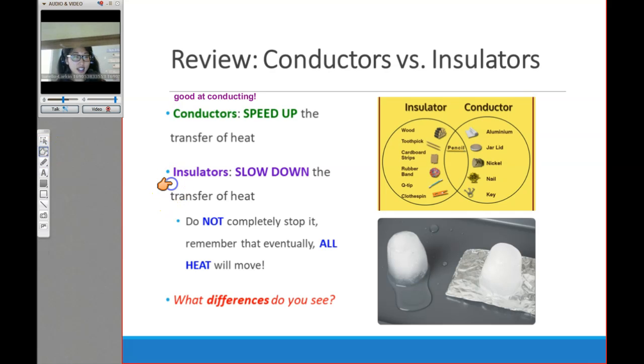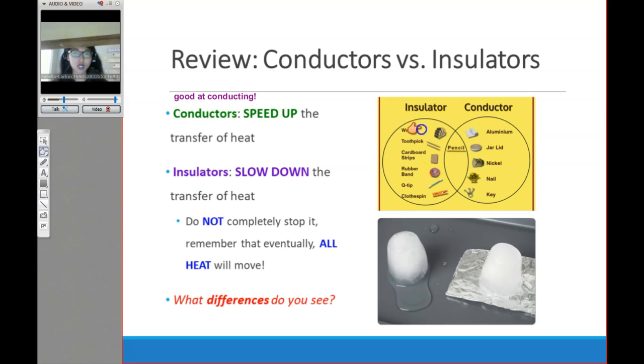Now, insulators, on the other hand, are the opposite in that they slow down the transfer of heat. Can insulators completely stop the transfer of heat? Tell me in the chat box. Can insulators totally stop the transfer of heat? No, remember that, again, all molecules move even a little bit, and just that little bit of motion means that eventually they will transfer any heat that there is. So insulators slow it down, but they don't completely stop the transfer of heat. All heat will eventually move and will eventually be transferred.